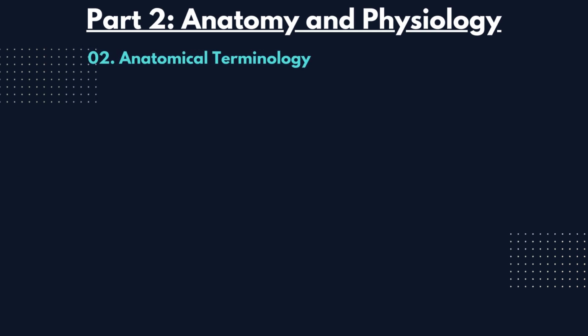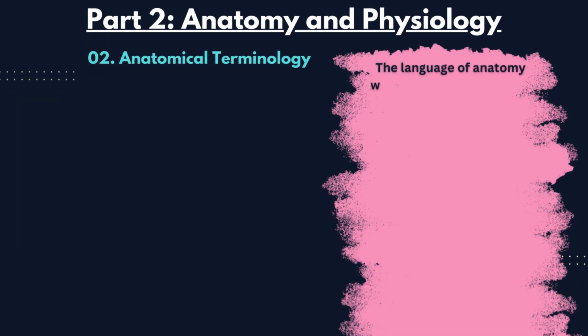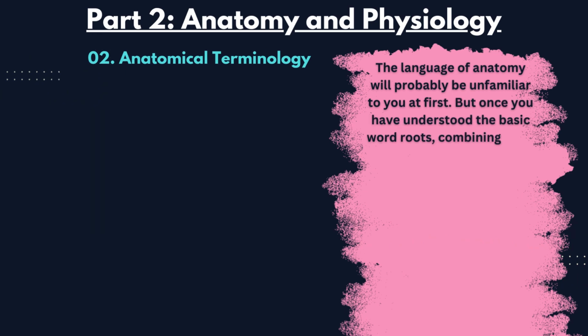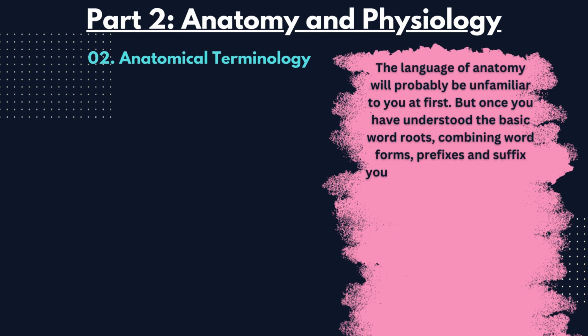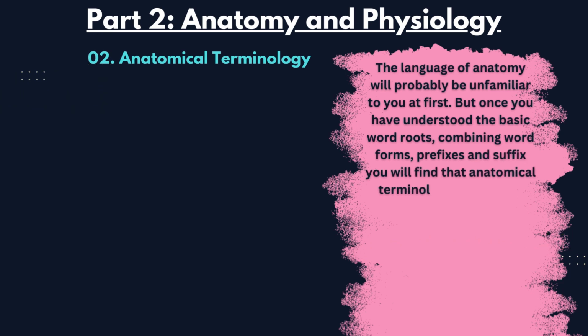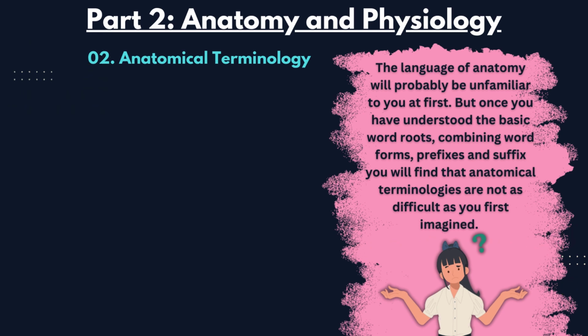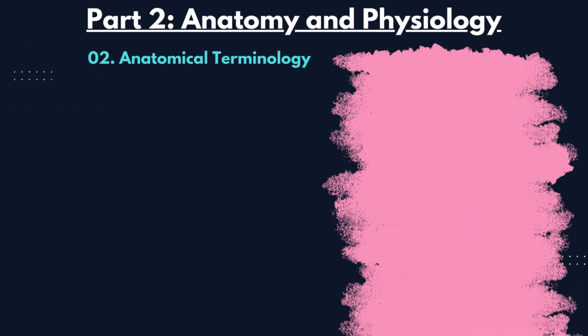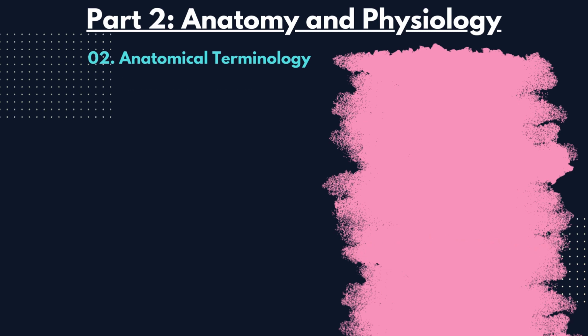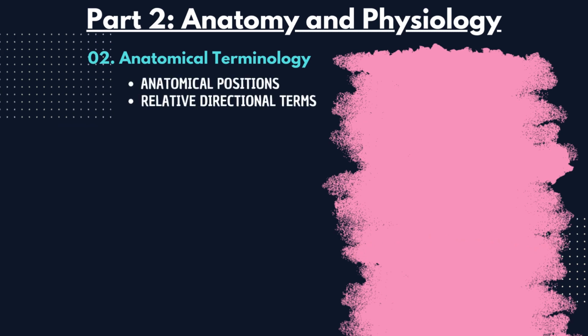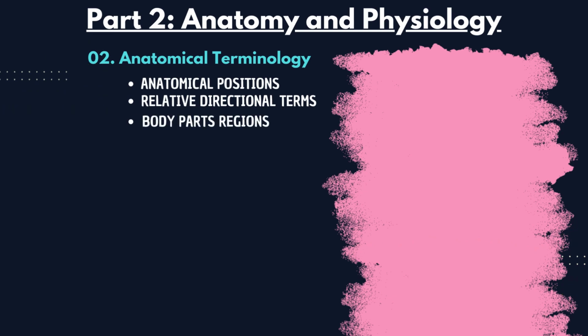Okay, now next we will move on to the anatomical terminology. The language of anatomy will probably be unfamiliar to you at first. But once you have understood the basic word roots, combining word forms, prefixes, and suffixes, you will find that anatomical terminologies are not as difficult as you first imagined. For easy understanding, the anatomical terminology can be studied in 3 parts, that is first, anatomical position, second, relative directional terms, and third, body parts and regions.